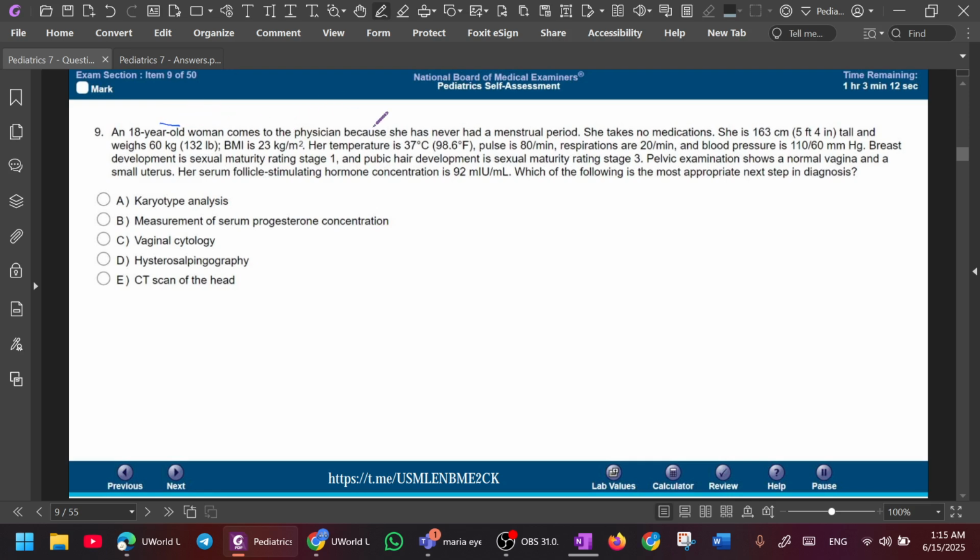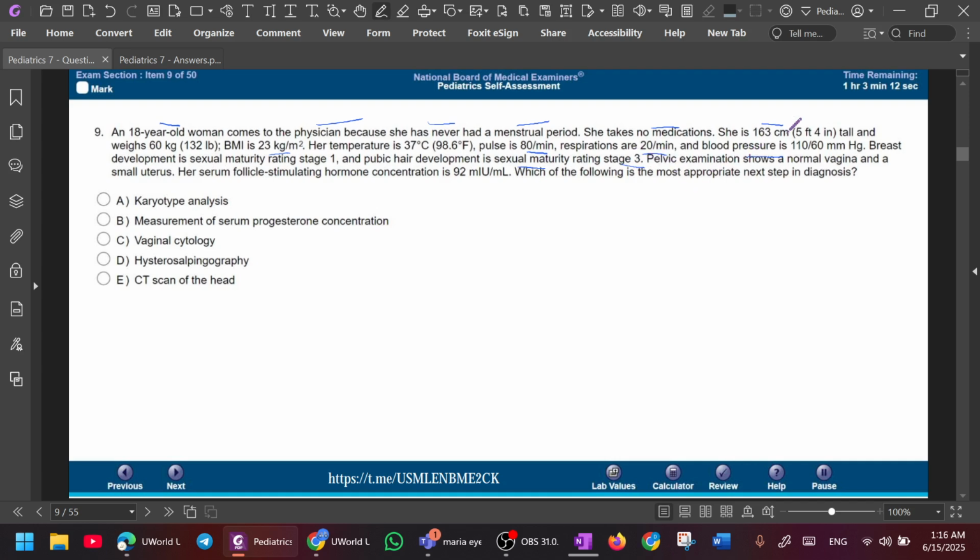An 18-year-old woman comes to the physician because she has never had a menstrual period. She takes no medications. She is 163 centimeters tall and weighs 60 kg. BMI is 23 kg per meter squared. Her temperature is 37. Pulse is 80 per minute. Respiration is 20 per minute. Blood pressure is 110/60. Breast development is sexual maturity rating stage 1. Pubic hair development is sexual maturity rating stage 3.